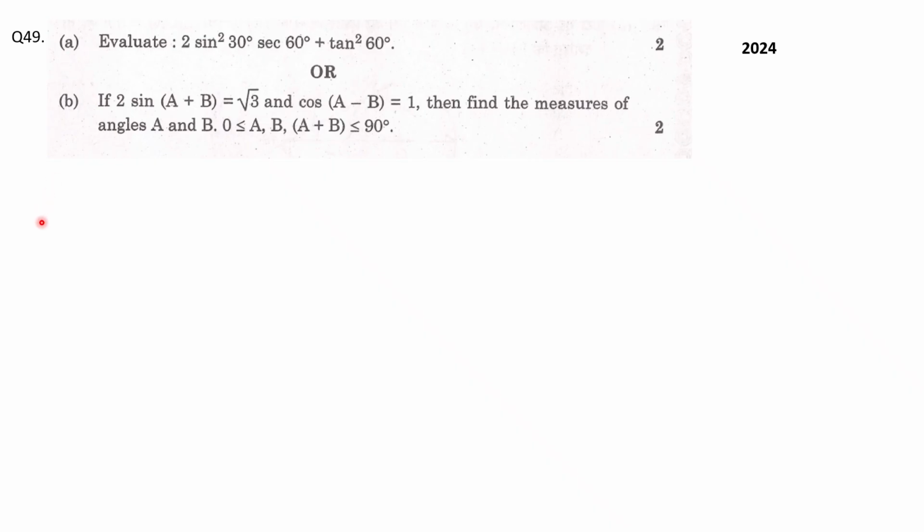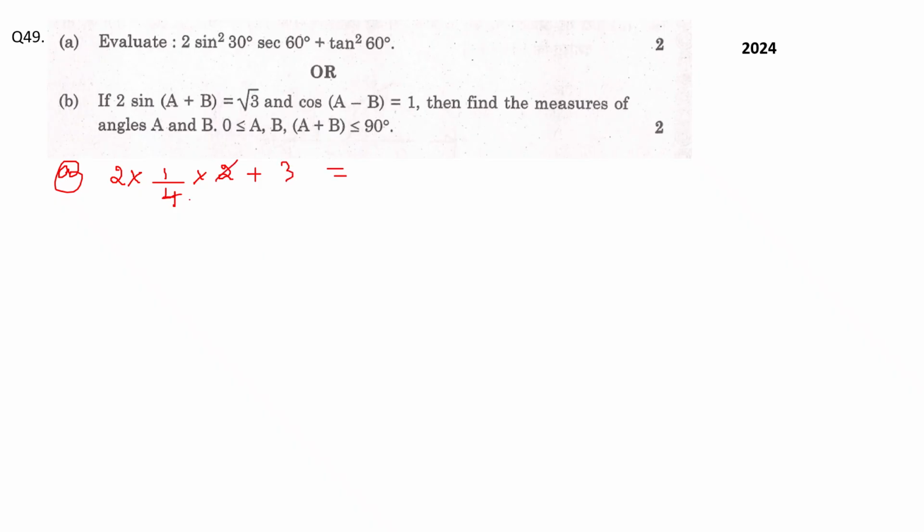Question number 49a, evaluate. Evaluate means you have to find the value. So 2 times sine square 30 degree. Sine 30 is 1 by 2. So sine square will be 1 by 4, into sec 60 degrees 2, plus tan square 60 degree, root 3 square, which is 3.